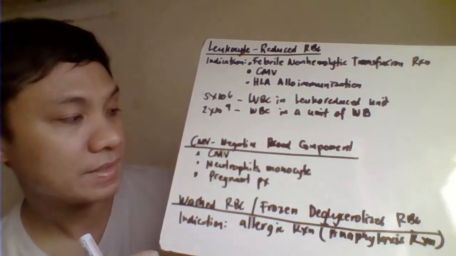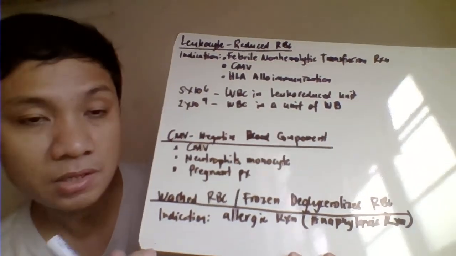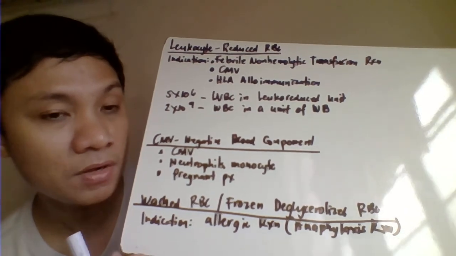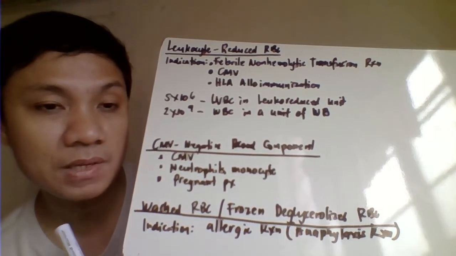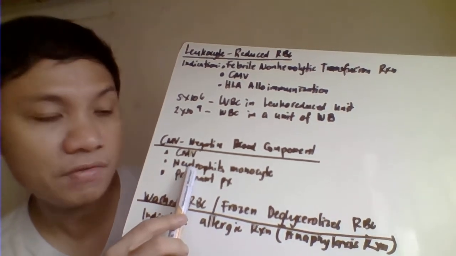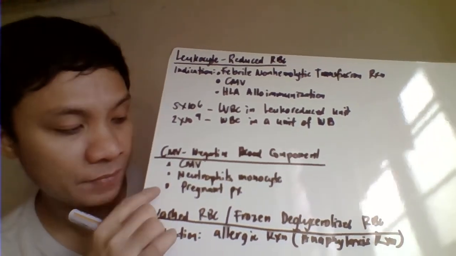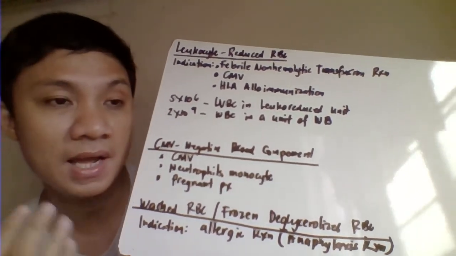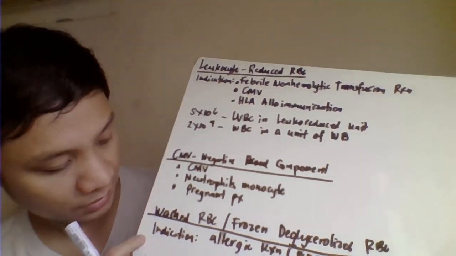Okay, next one, we have cytomegalovirus negative blood components. So, leukoreduced, okay, primarily to prevent cytomegalovirus transmission. Because again, cytomegalovirus tries to reside on the WBC, specifically on the neutrophil and monocyte. It's also given to pregnant patients to prevent cytomegalovirus reactivation.